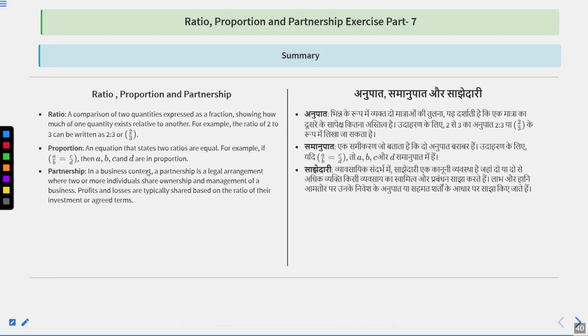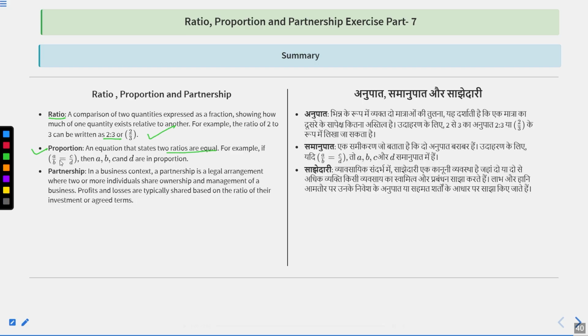Now we summarize today's lecture. First is ratio. What is ratio? A comparison of two quantities expressed as a fraction, showing how much of one quantity exists relative to another. For example, the ratio of 2 and 3 can be written in the form of 2:3 or 2 upon 3. Clear? What is proportion? An equation that states two ratios are equal. When two ratios are equal, we say that these two ratios are in the same proportion.